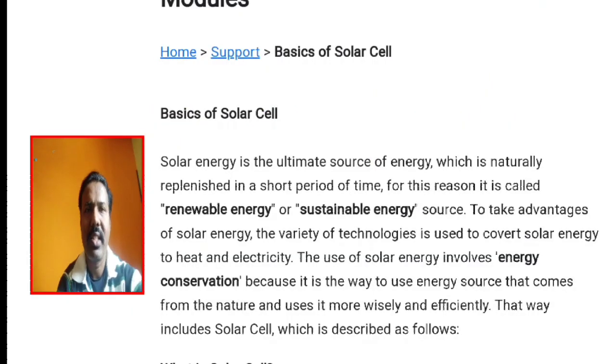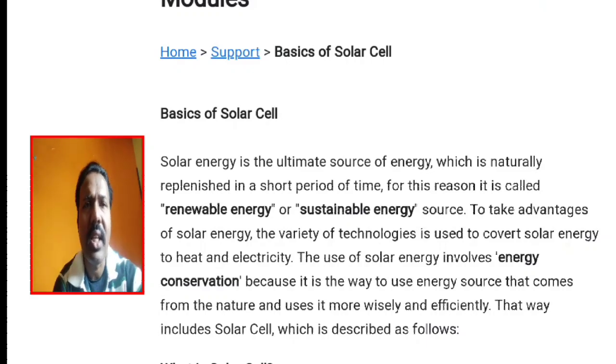Hi dear friends, so today we are going to see the basics of solar photovoltaic system. We all know that generally the solar photovoltaic system is used to convert sunlight into electricity. For this purpose we require PV cells, that is photovoltaic cells. So we are going to see the basics of solar cell. First of all, solar energy.